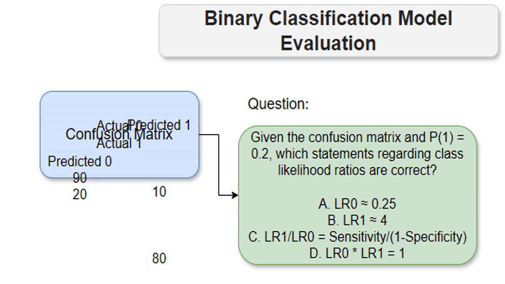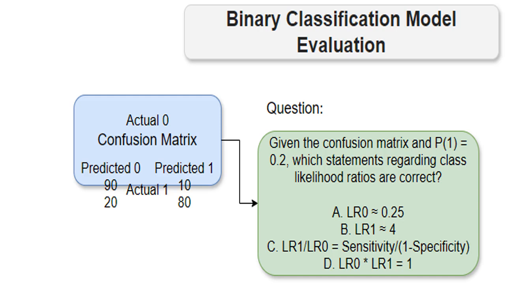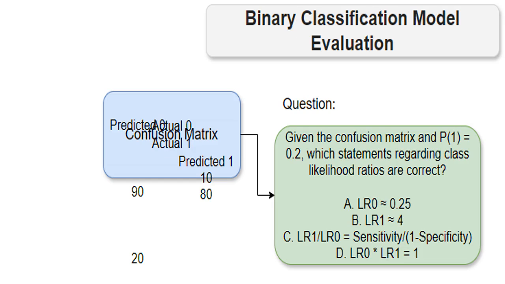Class likelihood ratios help me understand how much more likely a positive test result is given the positive class than given the negative class. These are the actual classes of the data points used to test the model. The model predicted class 0: 90 is true negatives, Tn, and 20 is false negatives, Fn. The model predicted class 1: 10 is false positives, Fp, and 80 is true positives, Tp.